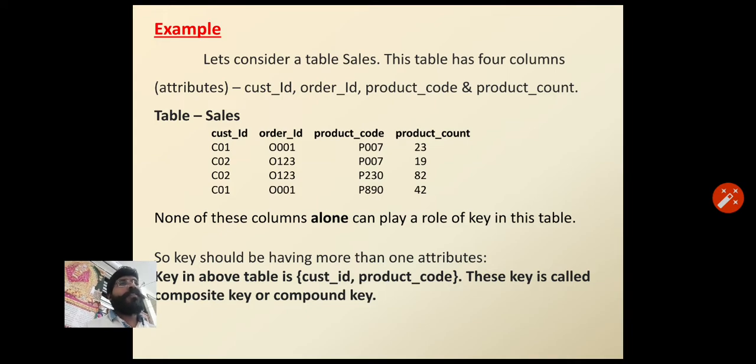Here, customer ID and product code: we can see customer 001 has product code P007, so this is unique, and customer 001 also has product code 890. We can combine customer ID and product code as a key. This is called a composite key or compound key. That means a combination of two or more attributes which uniquely identifies a row in a table.